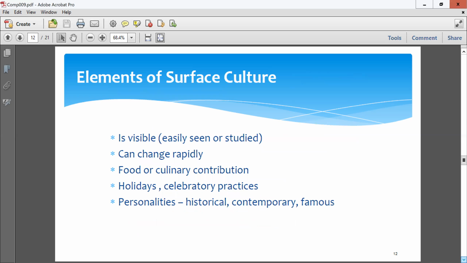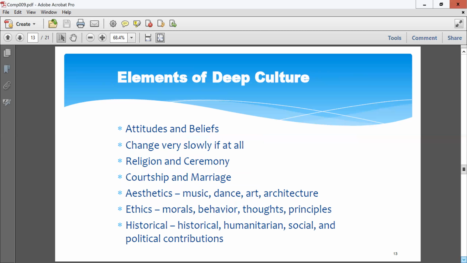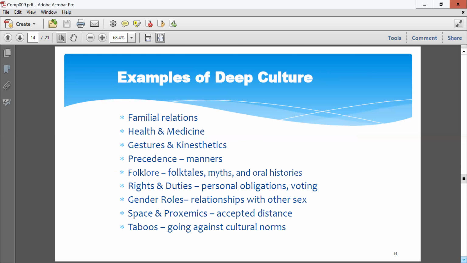Some of the elements of surface culture are visible, easily seen. They can change rapidly. They usually involve food or holidays or celebrations. And we see a lot of this in historical or famous personalities. Whereas deep culture deals more with attitudes and beliefs. They change very slowly, if at all. They can include religious ceremony, marriage, maybe even music, dance, art, or ethics. And they can be more historical, social, humanitarian, and political in nature.